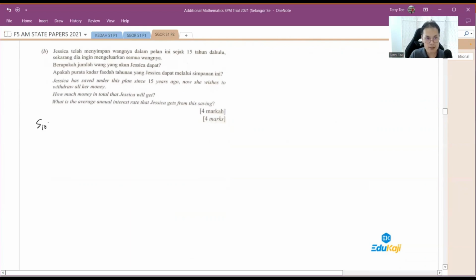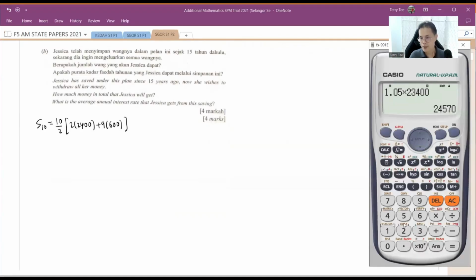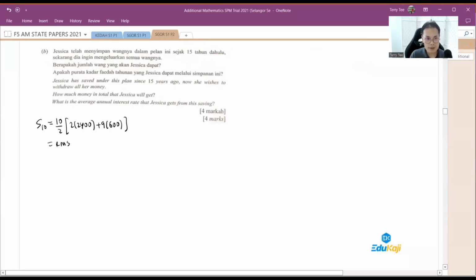S10 is 10 over 2, times 2a, which is 2,400, plus n minus 1, which is 9, times d, which is 600. Let's count. 10 over 2 is 5. 2,400 times 2 is 4,800. 9 times 600 is 5,400. So the amount of money she has is 51,000. At the end of the 10 years, she has put in altogether 51,000.